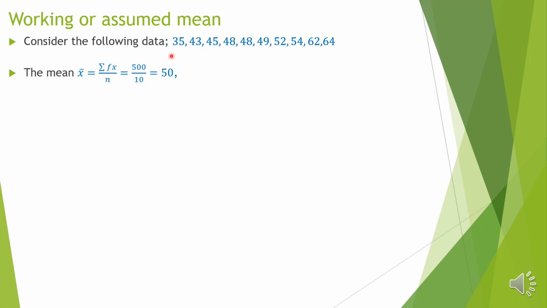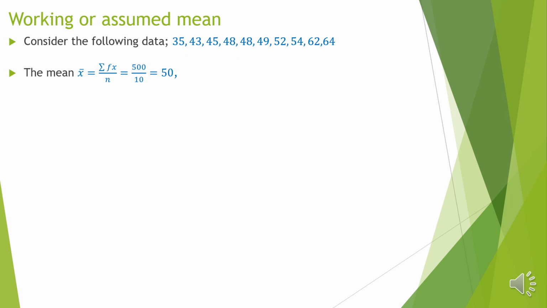For this case, the total numbers are 10 if we count 1, 2, 3, 4, 5, 6, 7, 8, 9, 10. So there are 10, and if we sum these we get 500, divided by 10, which gives 50. And therefore, the mean of this particular set of data is 50.